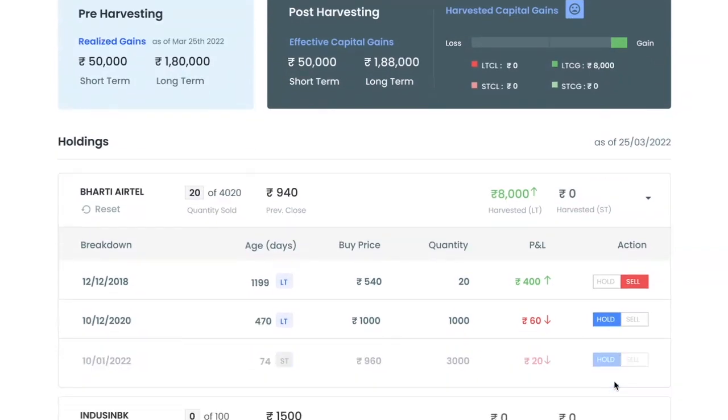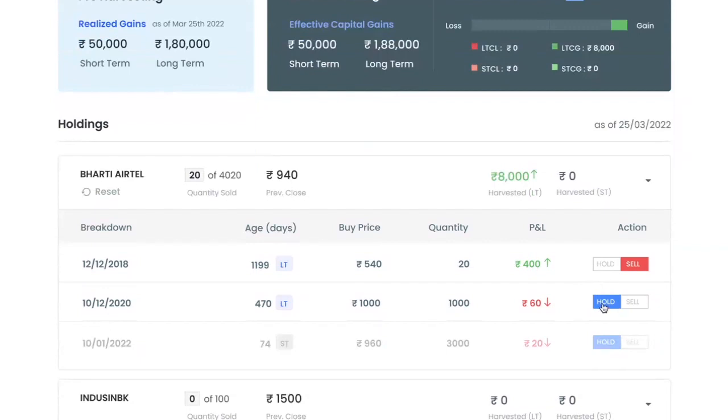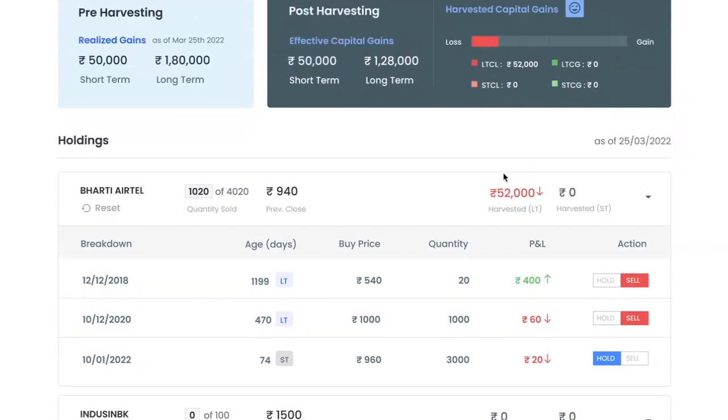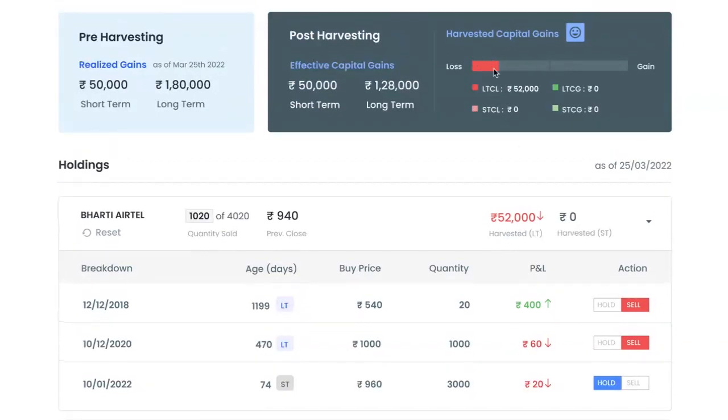Now because we have sold this first position, we are also eligible to sell this second position in FIFO manner. So when I sell this position, as you can see, I've harvested some long-term losses, right? My long-term losses from this position are 60,000 rupees, and my long-term gains from my first position were 8,000 rupees. So effective long-term losses that I've harvested are 52,000 rupees. As you can see in the chart up here, it's now acknowledging the long-term capital losses of 52,000 rupees. Hence, my long-term gains have reduced from 1,80,000 to 1,28,000 rupees now.